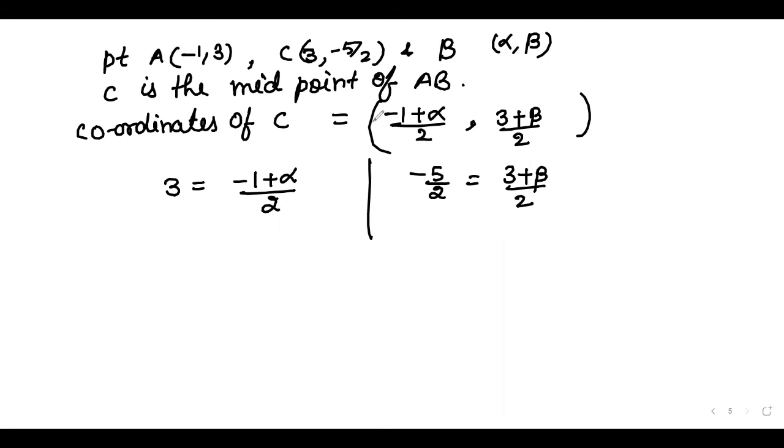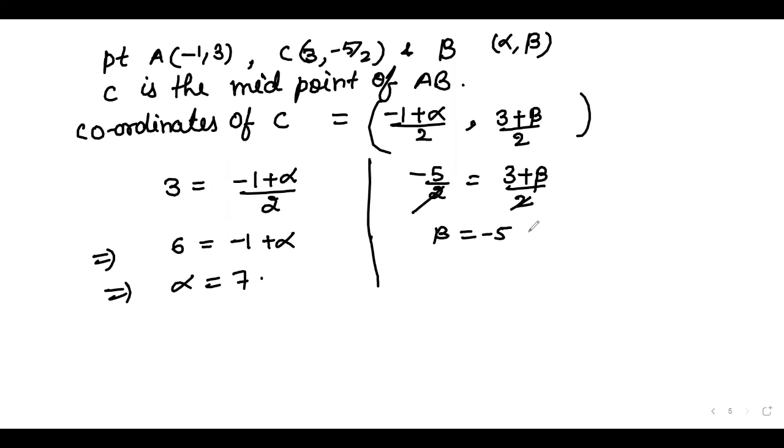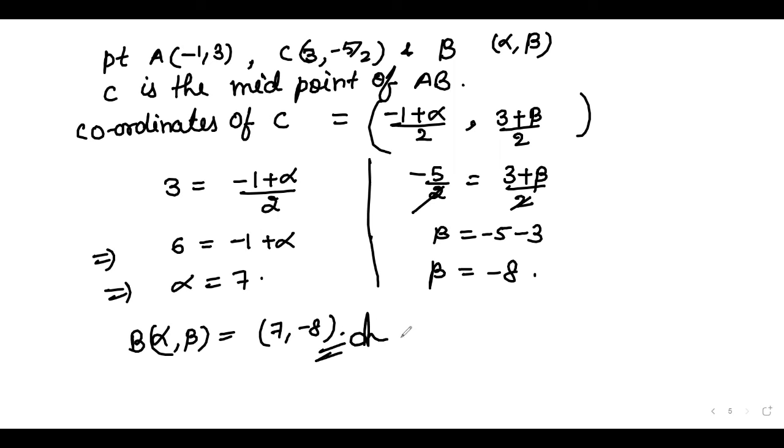Now the coordinates of C, by the midpoint formula, are ((-1 plus alpha)/2, (3 plus beta)/2). This equals to the abscissa value, 3 equals to (-1 plus alpha)/2, and the ordinate value, (3 plus beta)/2 equals to minus 5 by 2. Calculating these two, we get 6 equals to minus 1 plus alpha. So alpha is 7, and beta equals to minus 5 minus 3. So beta equals to minus 8. So alpha and beta are 7 and minus 8. This is point B, and this is the answer.